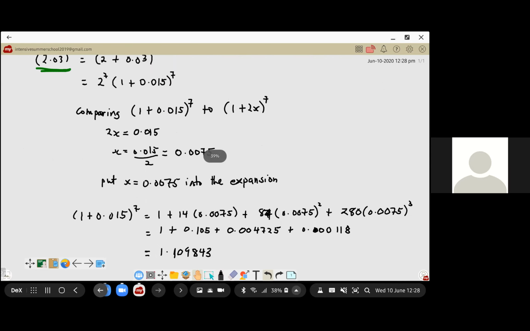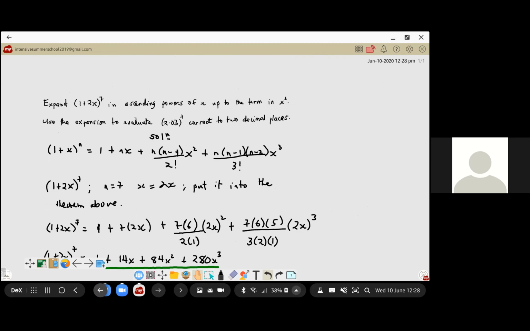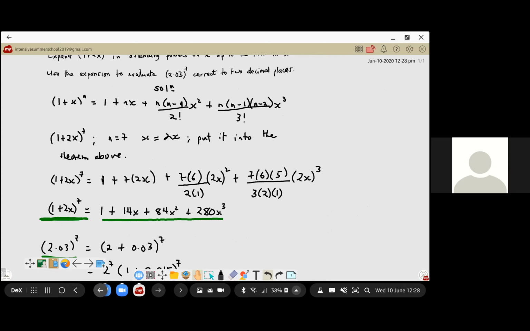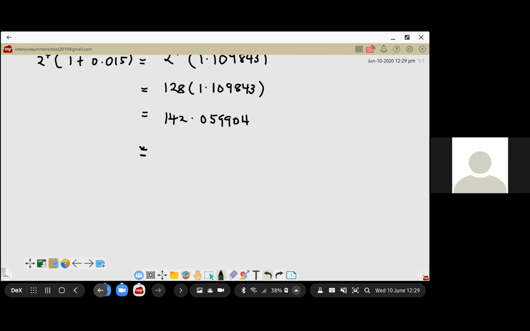Let's go back to our original question. How many decimal places? 2 decimal places. Good. So we have to change it to 2 decimal places. When we convert this to 2 decimal places, what are we going to get? 142.06. Yes, so we write in bracket 2 decimal places, so that they know that we have converted it to 2 decimal places.